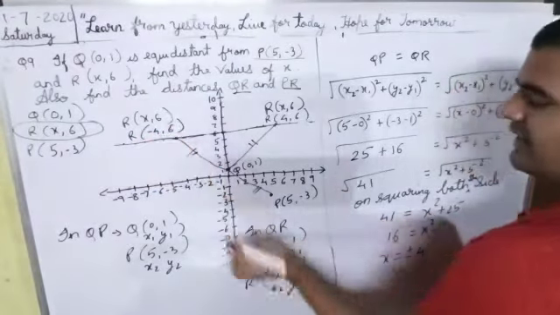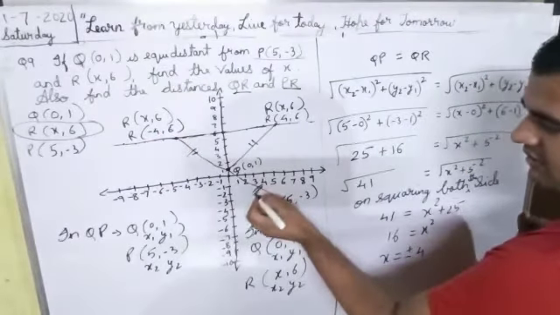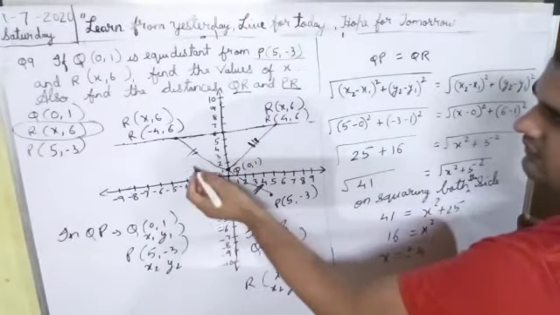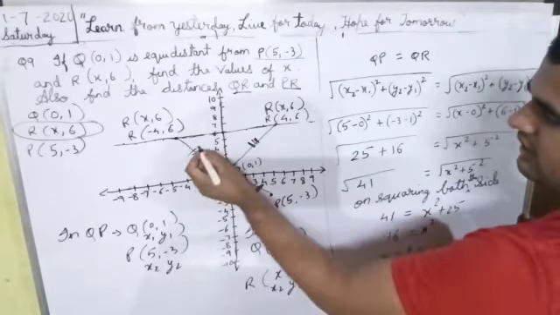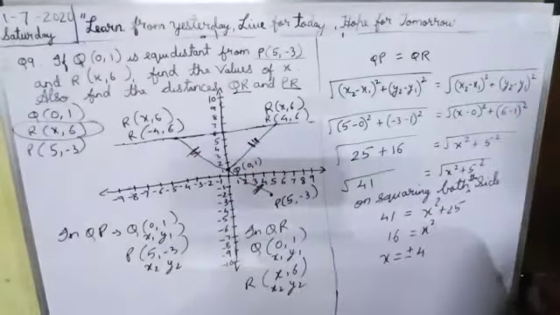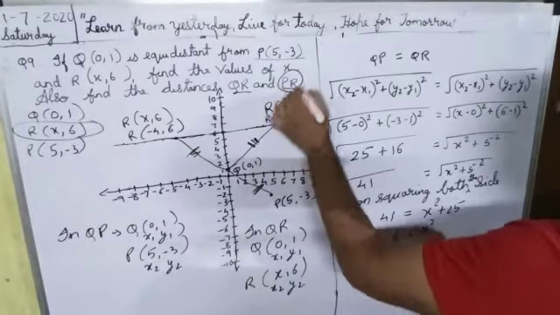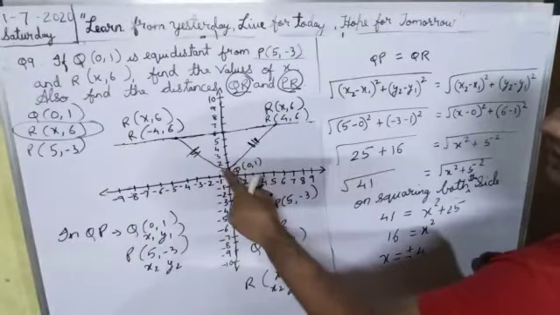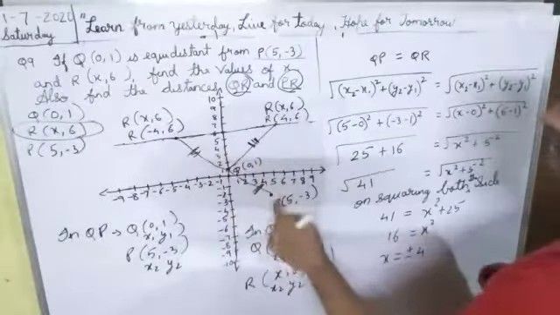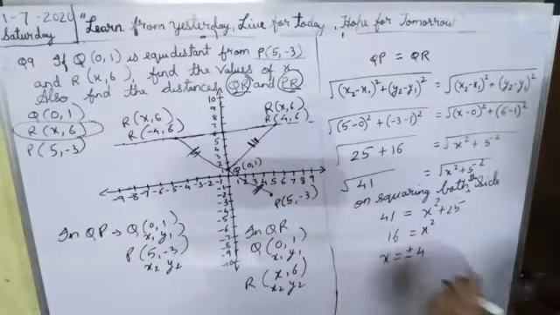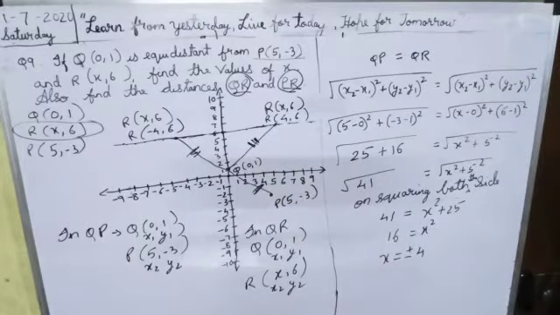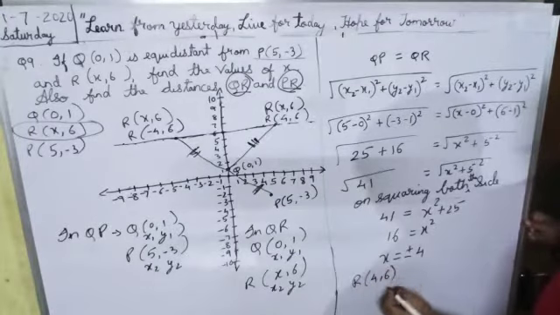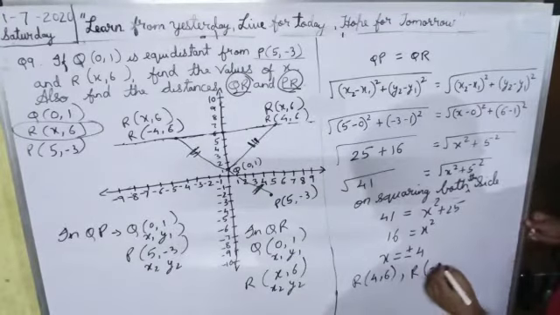So you need to find the distance QP, then QR, this QR and this QR, and find PR also. PR and QR you need to find. So how many QRs are you getting? This QR and this QR, and PR means this one you need to find. So we will find it. So R we have 4 comma 6, and also R we have minus 4 comma 6.